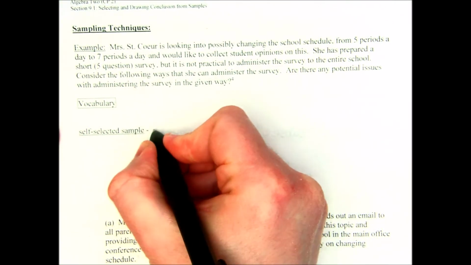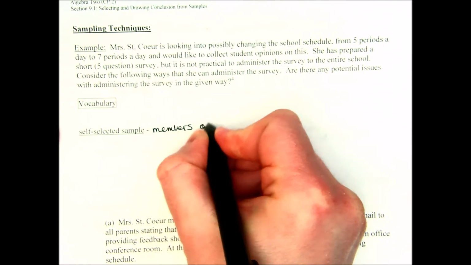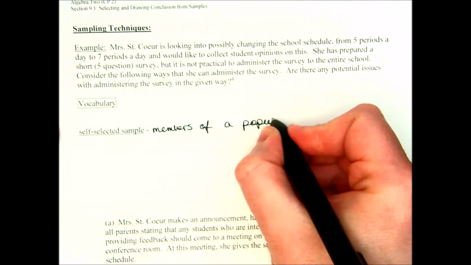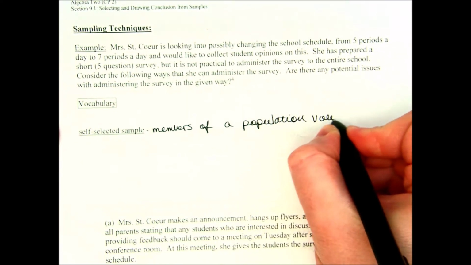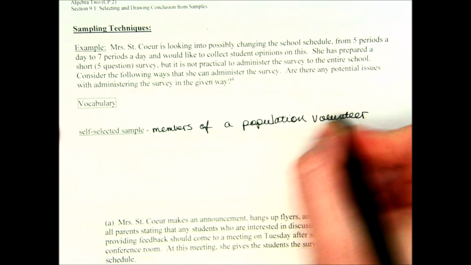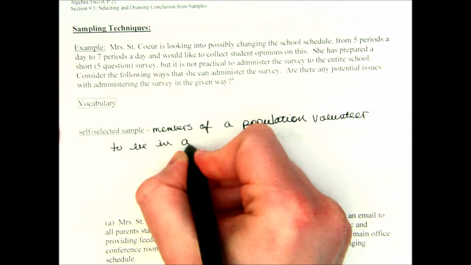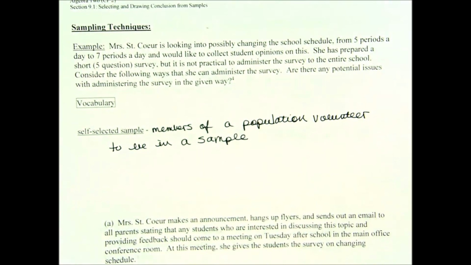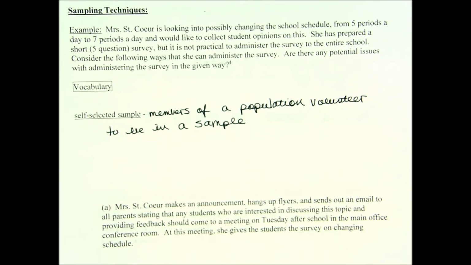In a self-selected sample, members of a population volunteer to be in a sample.